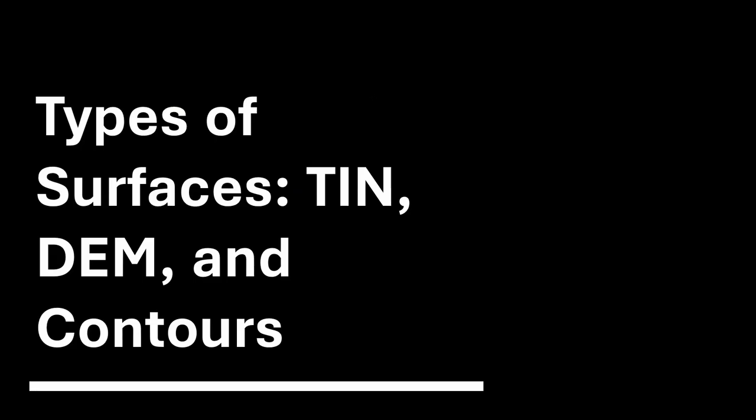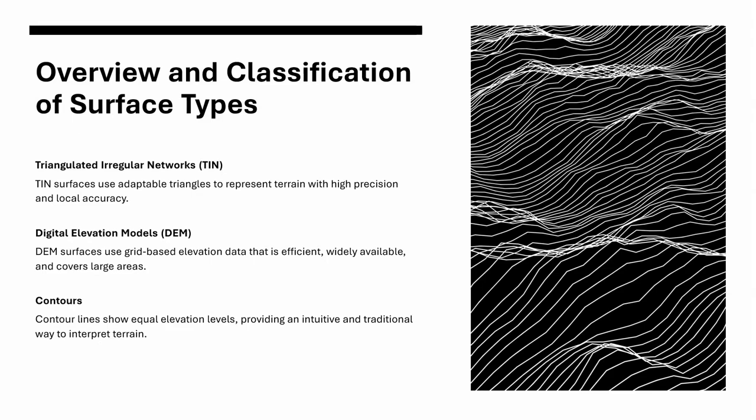So now that we've framed surfaces conceptually, let's classify them. There are three main ways we represent terrain in practice. We have TIN surfaces, triangular irregular networks. They're flexible, precise, and built from triangles that adapt to data spacing. Then we have DEM surfaces, or digital elevation models. These are grid-based. They're less detailed, but they're efficient and widely available. And lastly, we have contours. These are traditional lines of equal elevation, intuitive for human interpretation.